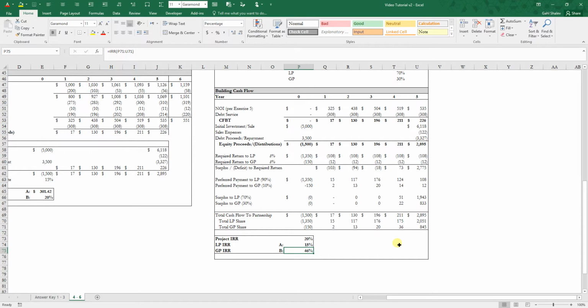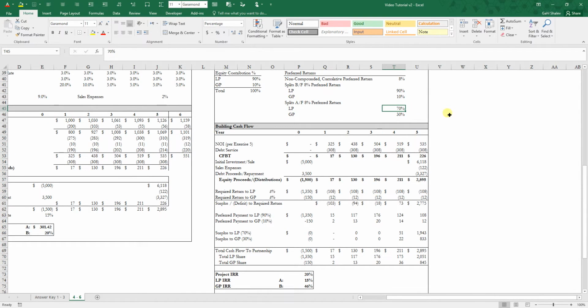Now that the model is built, you can manipulate this to see how the effects that different splits would have on the GP's and LP's returns. A good test to perform is to keep the split after the hurdle 90-10 and verify that the returns to both the LP and GP are the same. In other words, change the 70-30 to 90-10. You'll see that all the IRRs are 20%. If we make it 80-20, it's a little more in favor of the GP, and 70-30, which is our base case, is even more in favor of the GP.